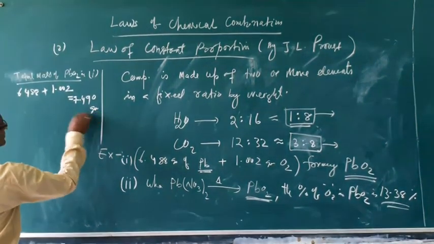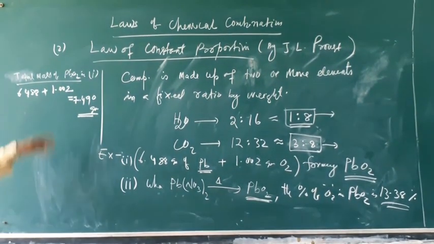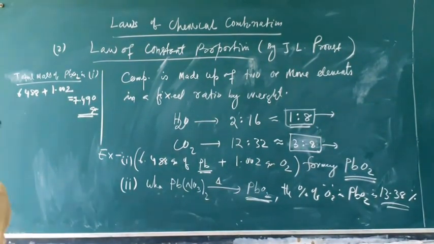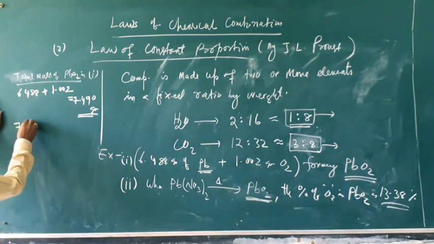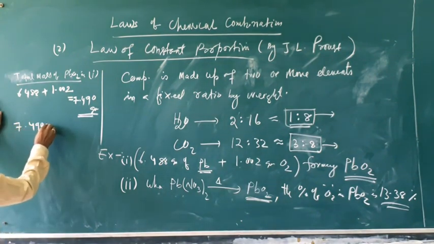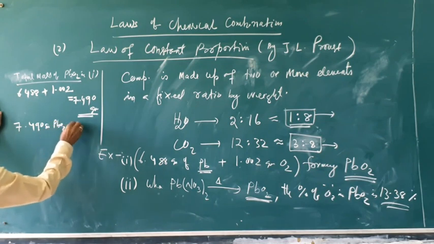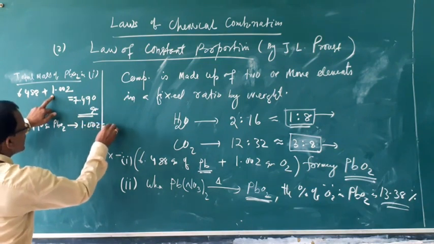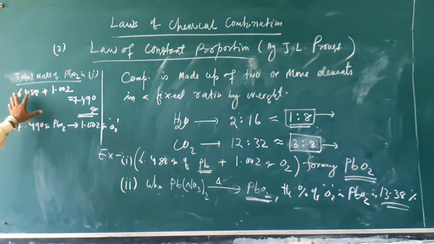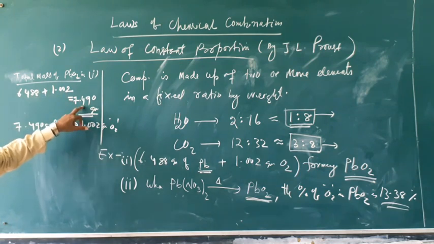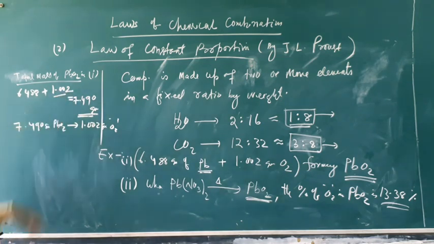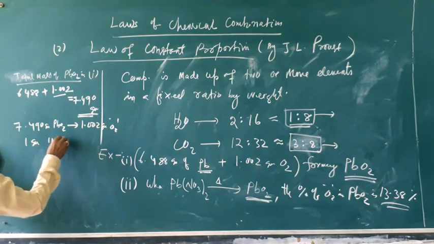7.490 gram. This is the weight of PbO2. Now we will apply: 7.490 gram PbO2 contains how much oxygen? 1.002 gram oxygen as per the question. By combining we got this much. So this much of PbO2 contains this much of oxygen as per the question.